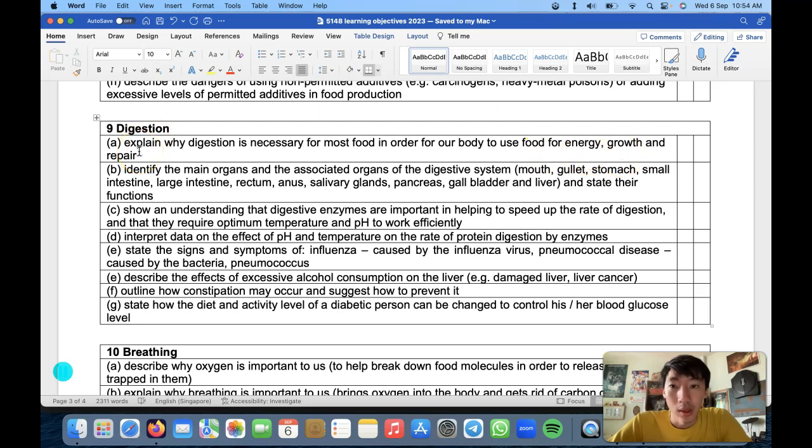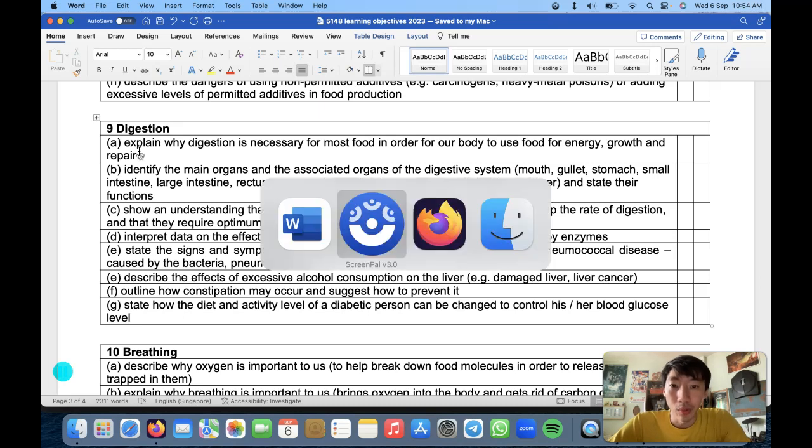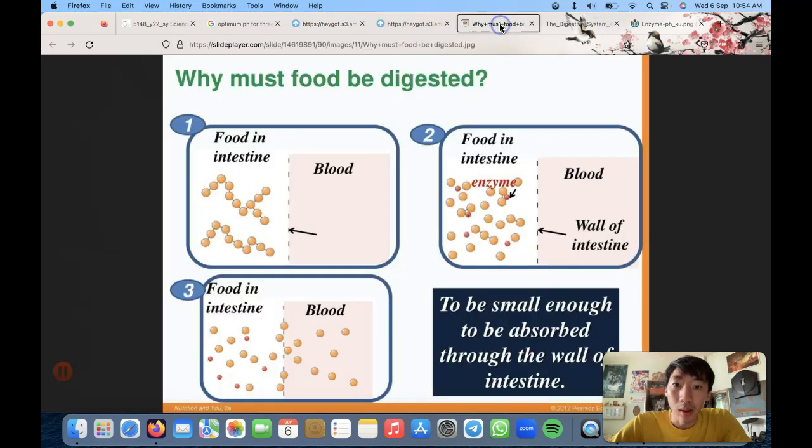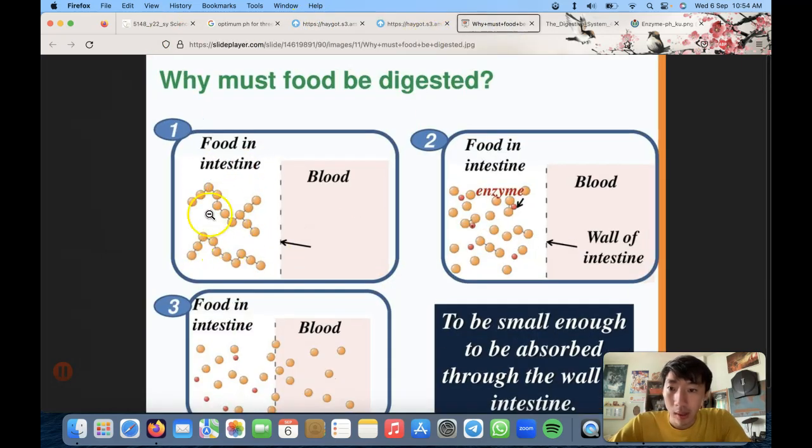Okay, so what does this mean? It's actually quite simple. Why is digestion necessary? It's because food, right? Let's look at a picture here. Food is a very big molecule. So things like starch, things like protein, these are all very big molecules. They're not able to enter into our body.